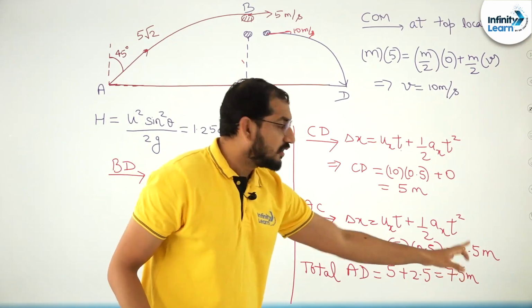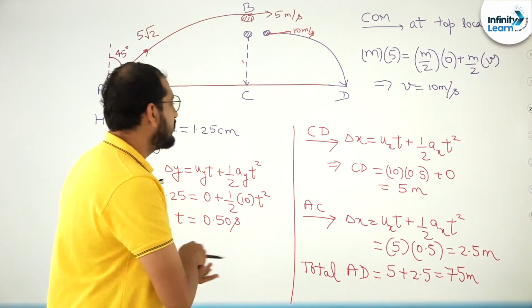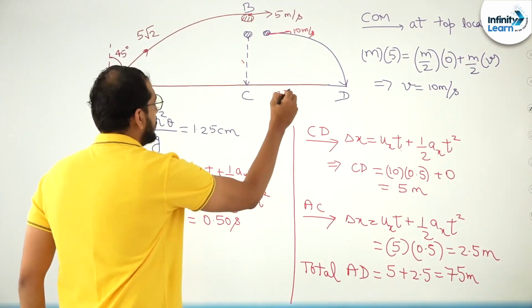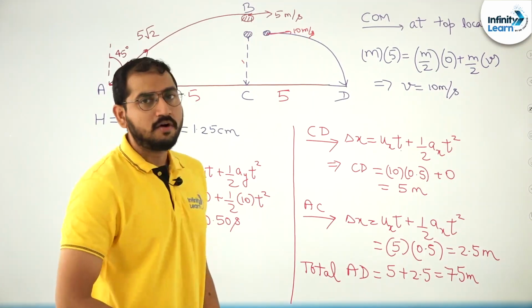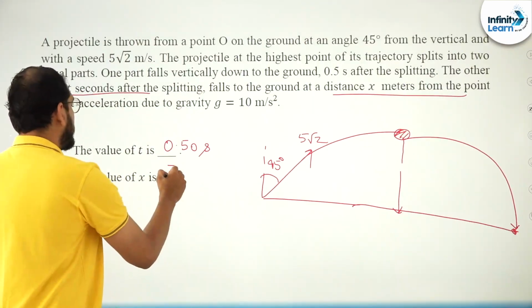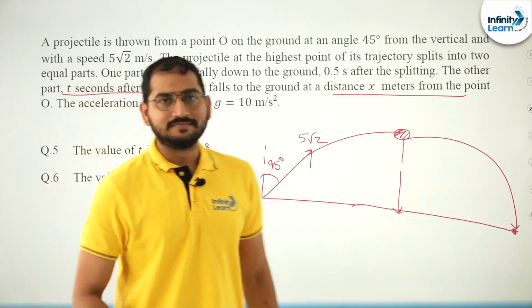Okay, so this is going to come 2.5 meter, right? So now the total distance: this is 5 meter, this is 5 meter, and this value is 2.5. If I add both of them, I will get 7.5 meter, right? So here 7.50 meter will be your final answer.